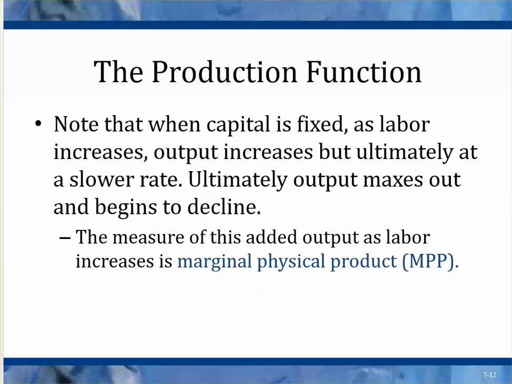So you always want to find the best combination among labor, land, and capital, not the maximum amount of labor. The measure of this added output as labor increases is called marginal physical product. So in the next video, we will focus on talking about the marginal physical product, MPP.